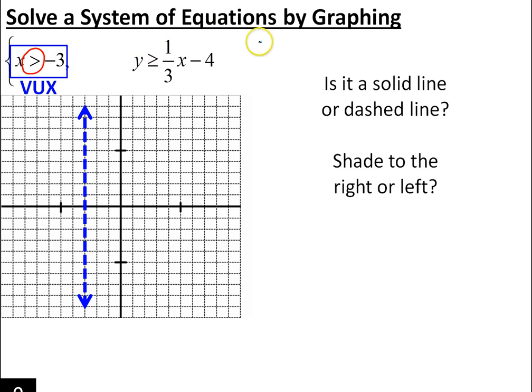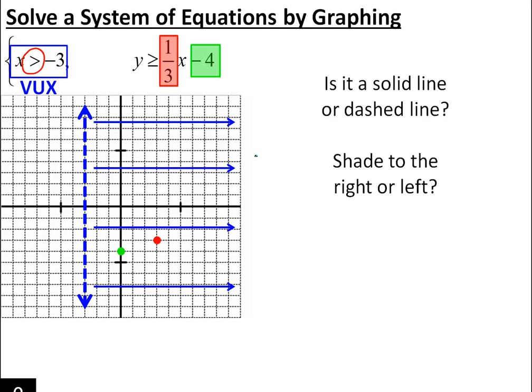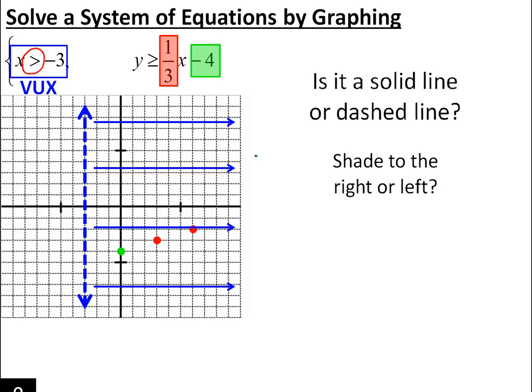And now, do we shade to the right or to the left? Since it says x is greater than negative 3, all the numbers that are greater than negative 3 are on the right. So we would be shading to the right. Here we start with our next equation, and so it's a negative 4. Now we go up 1 over 3. Just carry it out a little bit.